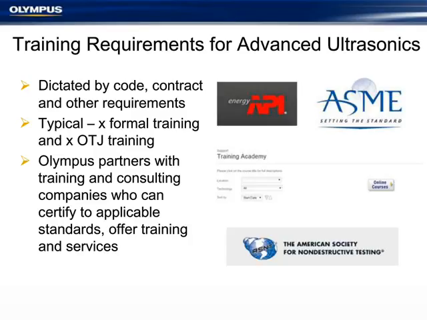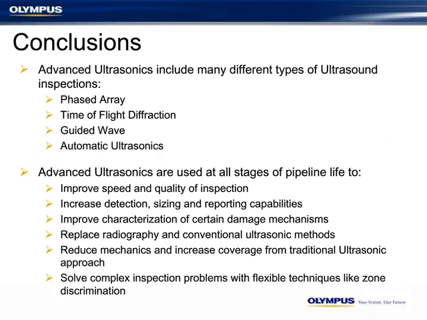So really for a conclusion, we just took a basic look at some of the ways that advanced ultrasonics are used, like phased array, time of flight, guided wave, as well as automated ultrasonics in general for pipeline. We see that at all levels and all stages of the life of the pipeline, what we're trying to do with advanced ultrasound is improve the speed and the quality, increase detection, sizing, and reporting capabilities, improve our characterization of certain damage mechanisms, in some cases replace radiography and conventional ultrasonic methods, reduce manual labor, increase coverage, and in many cases just solve complex inspection problems with very flexible ways to apply ultrasound, similar to the zone discrimination or just using phased array in general.